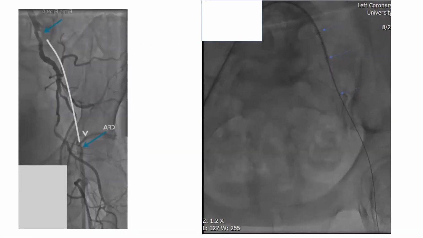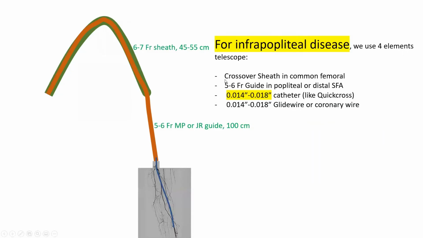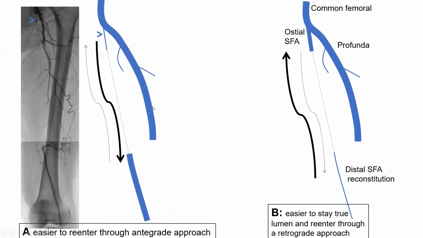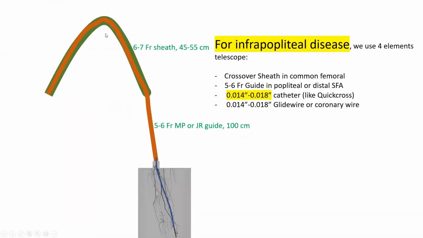Now, I described SFA, iliac, common iliac, and the fourth thing I'll describe is infrapopliteal disease, how to treat it. So this is one way of treating it. You get your crossover 6 French sheath, the green one, as we did in the SFA interventions. Here, we get this one. Then when we're doing infrapopliteal, I use almost systematically that telescope technique. So I don't just put the sheath and try to cross the infrapopliteal vessel.